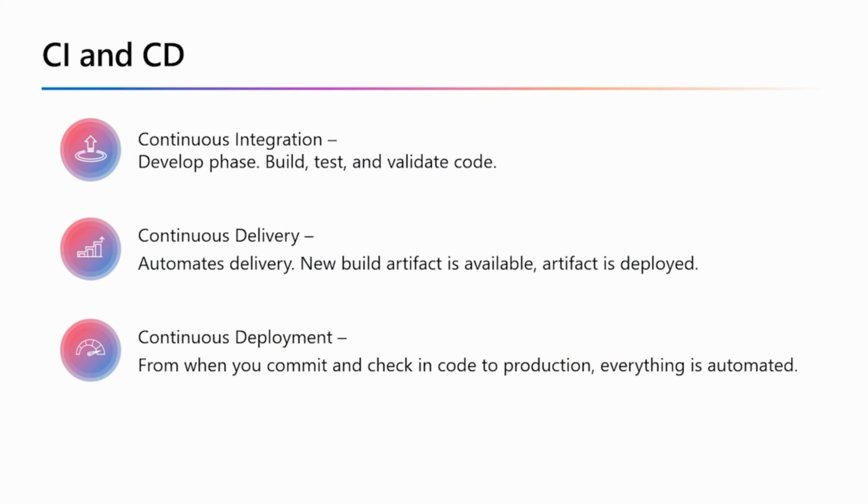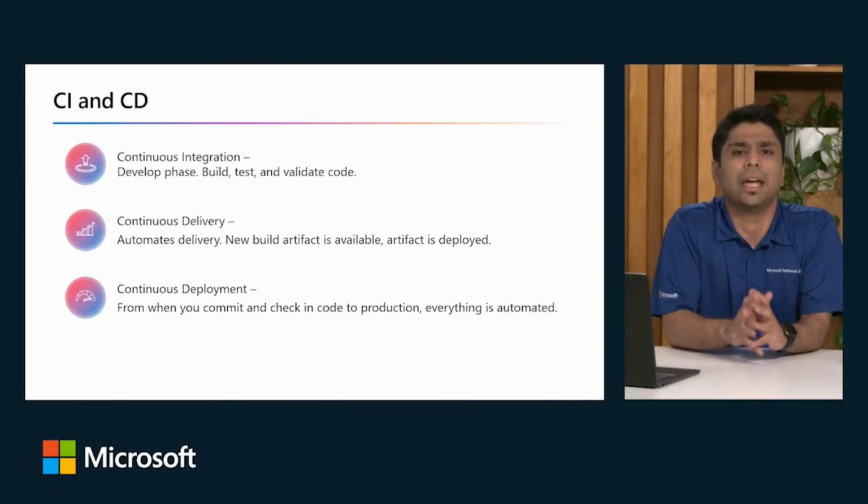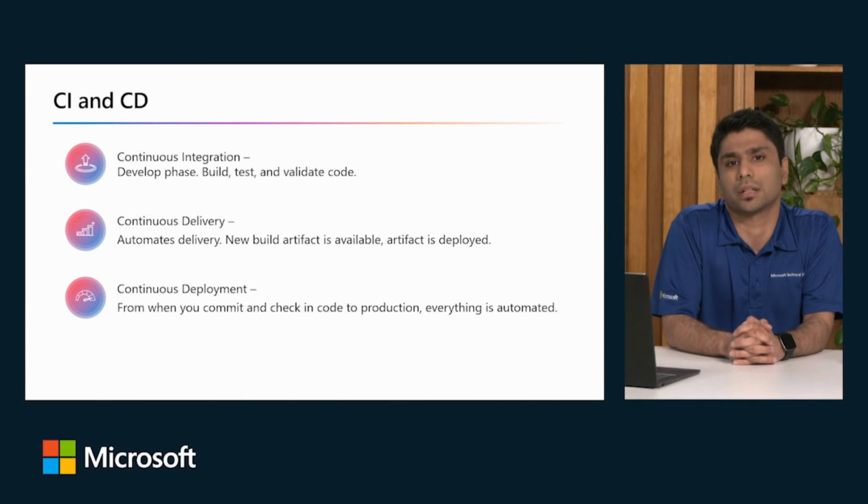Now, let's make the distinction clear. CI concerns the development phase during build, test, and validating the code. Continuous delivery concerns the automation of delivery. Once a new build image is there, it should be deployed. Continuous deployment concerns from when you commit into a production branch or to a version prepared for a release. Everything else after that is automatic.